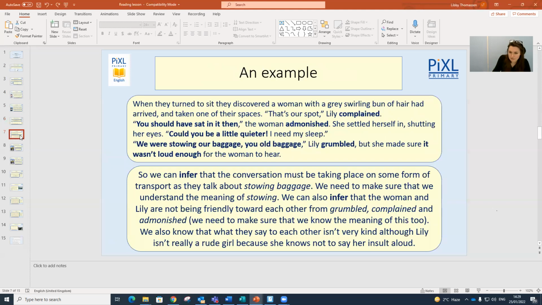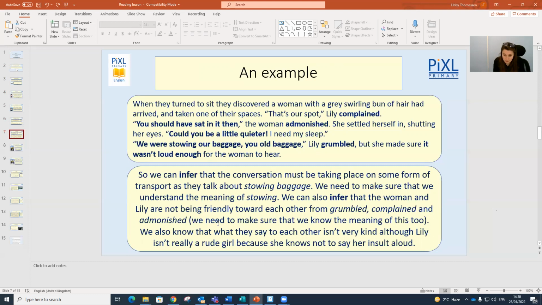So thinking about that section, we can infer about this character. So first of all, it said about them stowing their baggage, which is something that tends to happen when you're on a plane and you stow your baggage, or it could be on a bus where you put your bags up above the seating. So we know that they're on transport, but we can also infer that the woman and Lily are not being friendly towards each other. We've got grumbled, we've got complained, we've got admonished. And if you're not sure about any of those words, make sure you do some research.